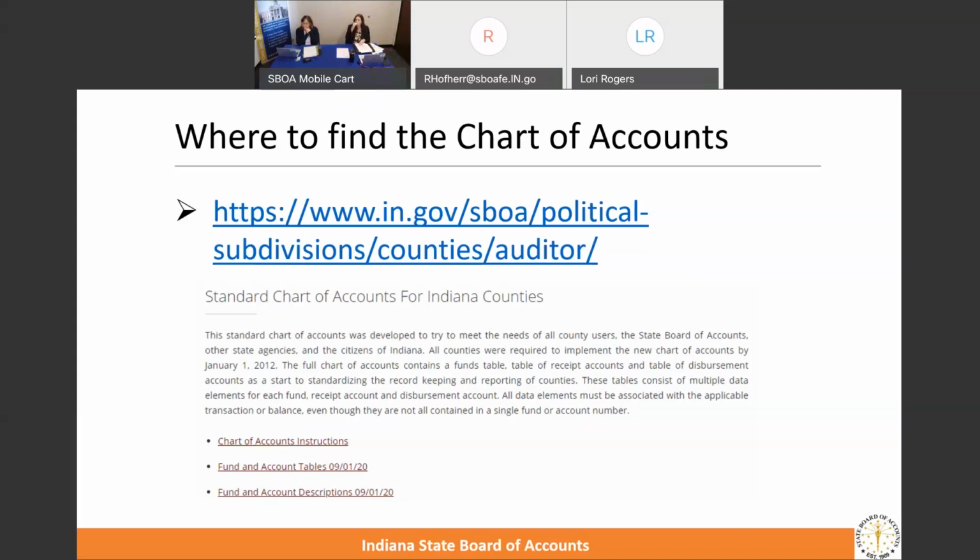If you go into the chart of accounts, you're going to see how we break it up by number. So your 1,000 series are your statutory funds. Your 4,000 series are your local authority funds, and so on. But in the instructions, this does go through all of that.